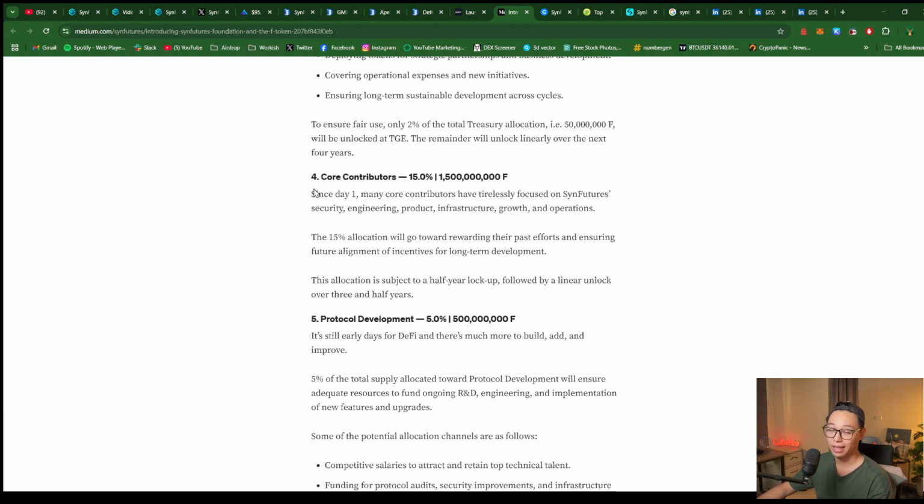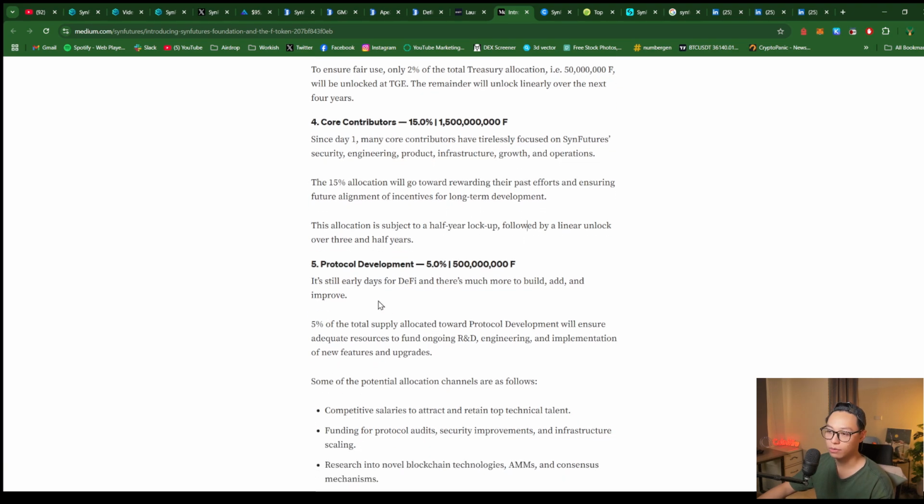Good. And then we have the core contributors, right? 50%. Basically, for the team and contributors, most likely the team. This allocation is subject to a half-year lockup, also lockup for 6 months, and then unlock over 3.5 years.